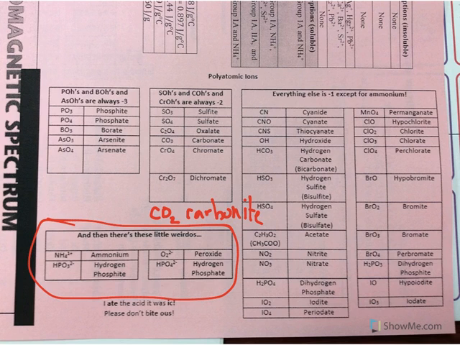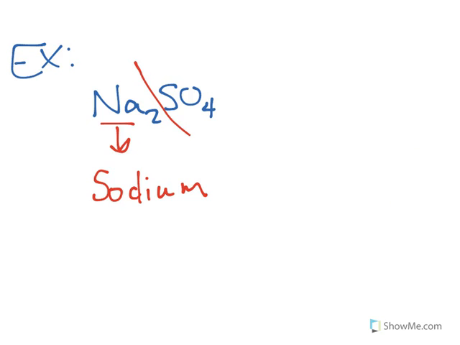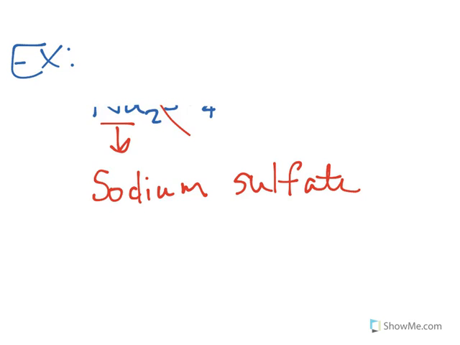And then I'm going to go to my polyatomic ions chart. SO4, that's sulfate, ATE. So we're going to call this sodium sulfate. Sodium sulfate. Boop. Okay, let's try one with an ammonium in it.